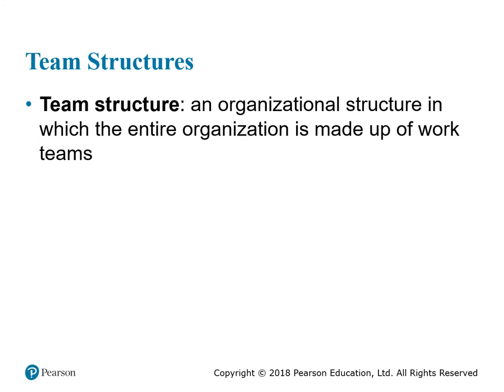The first one we have is a team structure where basically organizations are made up of teams. Made up of teams. So we don't have departments and we don't have official lines of authority, but it's all about work teams. So it must be characterized by lots of employee empowerment. It has lots of autonomy and it also has lots of accountability.